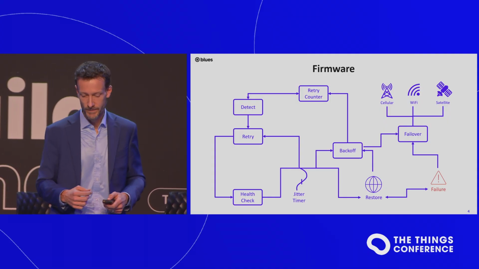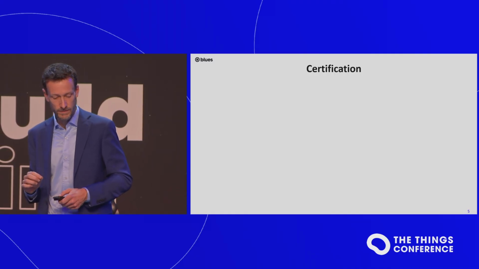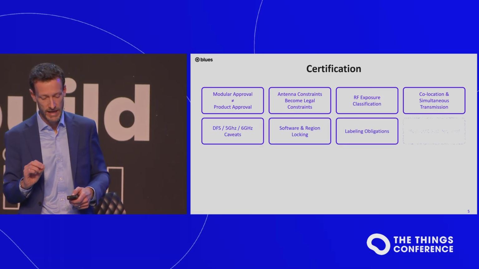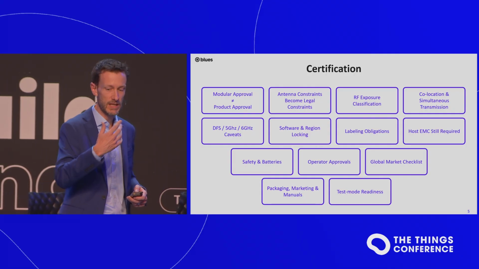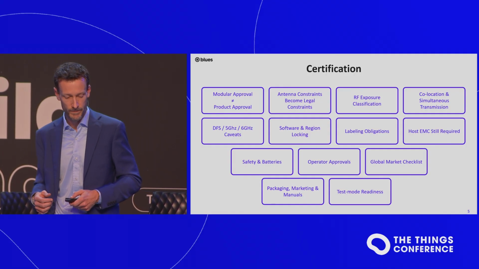The next tax is certification, because each new RAT and each new region requires another carrier certification at a minimum. So taking on a new RAT means a slip to your schedule and a multiplication of the SKUs that you have to support.